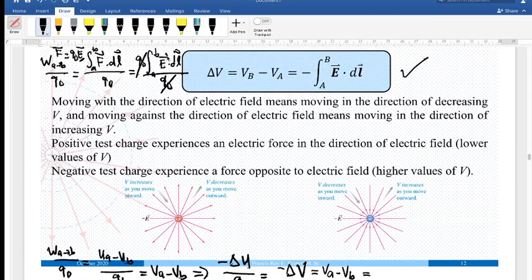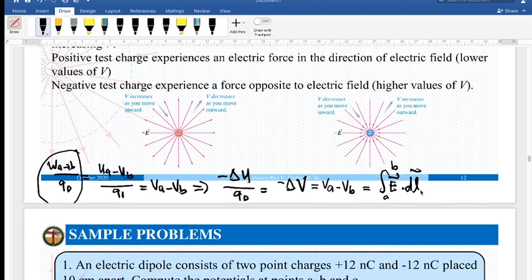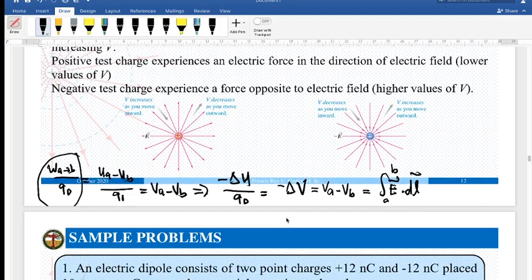What is the sign of that? Okay, the work A to B over Q sub naught is E, which is equal to this one. So we have the integral of E dot dl from A to B, then divide both sides by negative. So what's left is an expression like this.